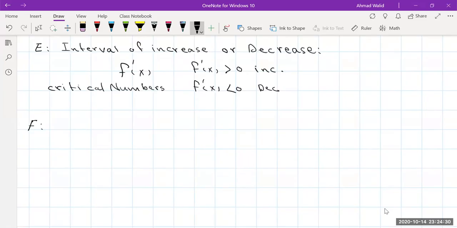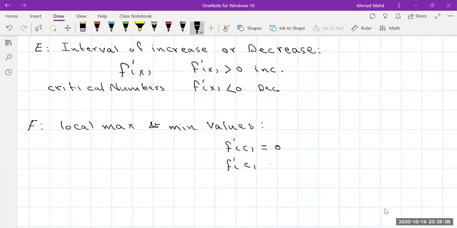Part F, local max and min. Local maximum and minimum values. To find local max and local minimum values, remember this: first you have to find f prime of c. Your c was your critical point. First you make it equal to 0, or f prime of c can be DNE, right? It means an asymptote.